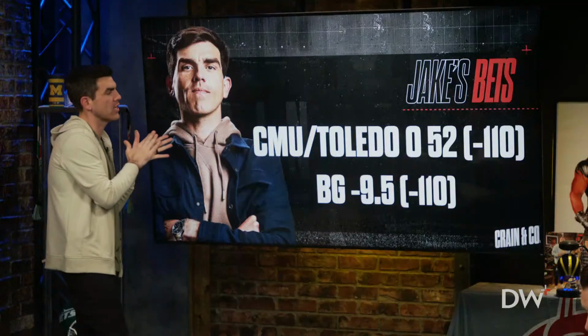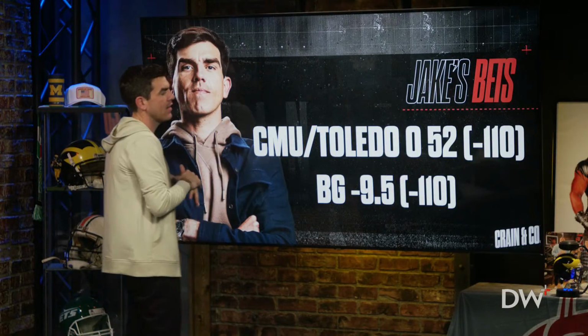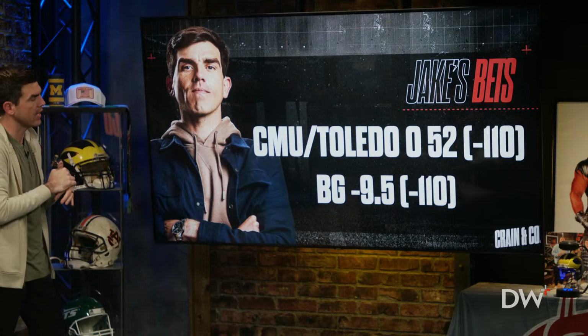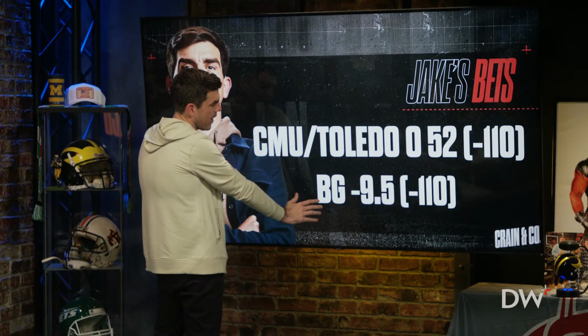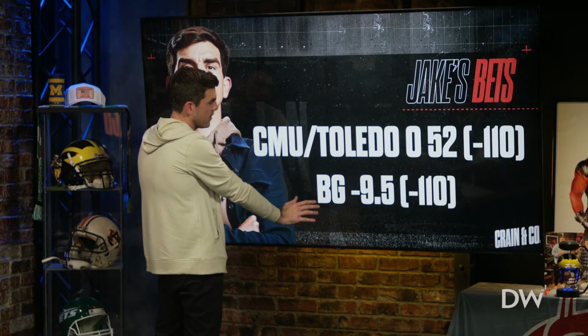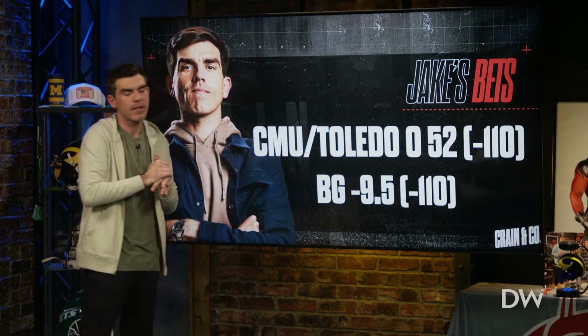I'm going to go Central Michigan, Toledo, over 52 at -110. I think we're going to get a lot of points in that game. And then I'm going to go with Cone's former mentor, Scott Leffler, with a big chaw in and a big mindset. Give me Bowling Green -9.5. That's going off at -110. All right, I like it. I'm actually going to take Western Michigan plus 10.5. I do think Bowling Green wins, but I'll take the points there.